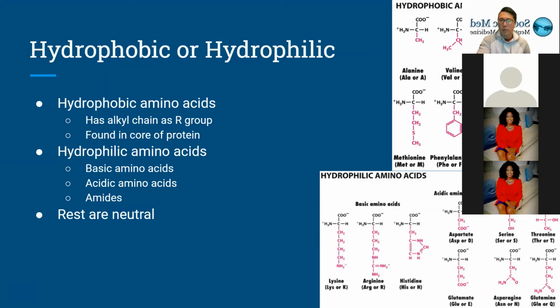And on the right, I've just included two charts. The hydrophobic amino acids are the top one. You can see it's a lot of carbons and hydrogens, while the bottom ones, the hydrophilic amino acids, are usually the ones that have these polar groups, such as the amides, amino groups, and the carboxyl groups.